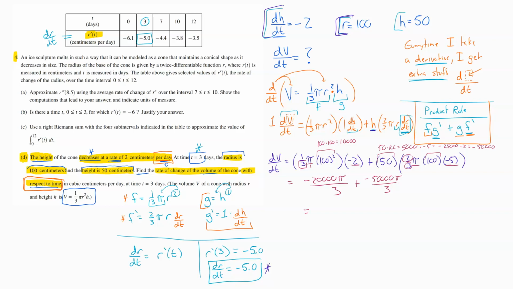So then bringing the tops together, those are like terms. So this is going to be -70,000 pi over 3. They told us what this was going to be in the end, but if they didn't, dV dt is volume, so it's going to be cubic units anyway. But like I said, they kind of told us, so this would be centimeters cubed per day.